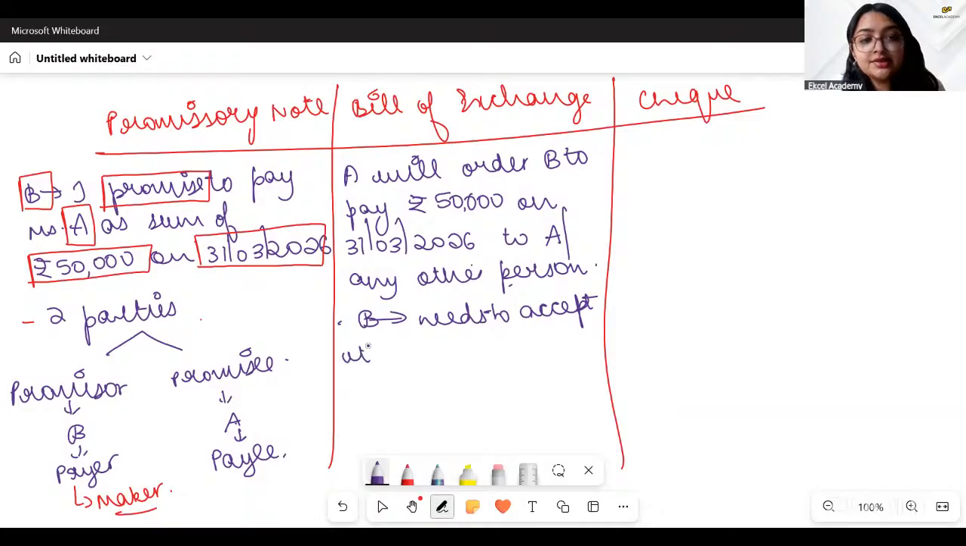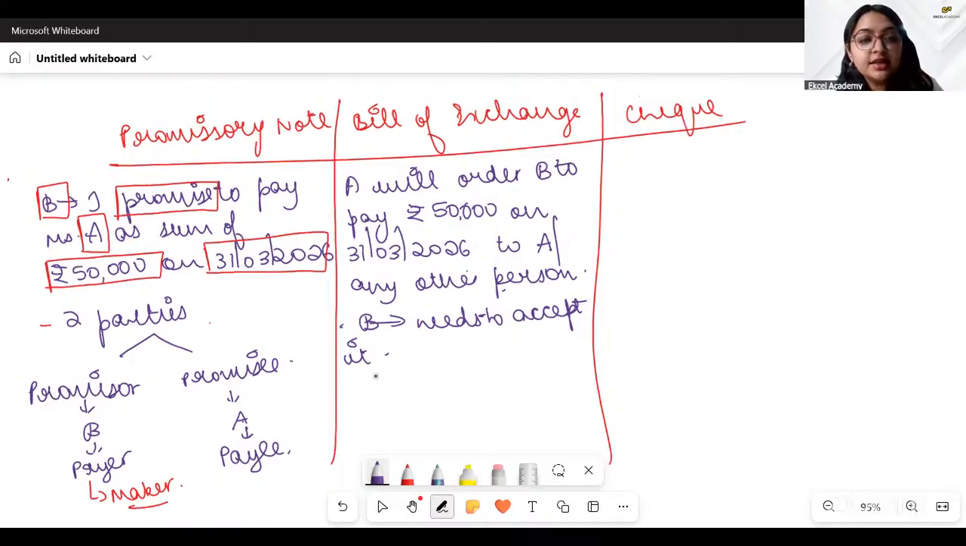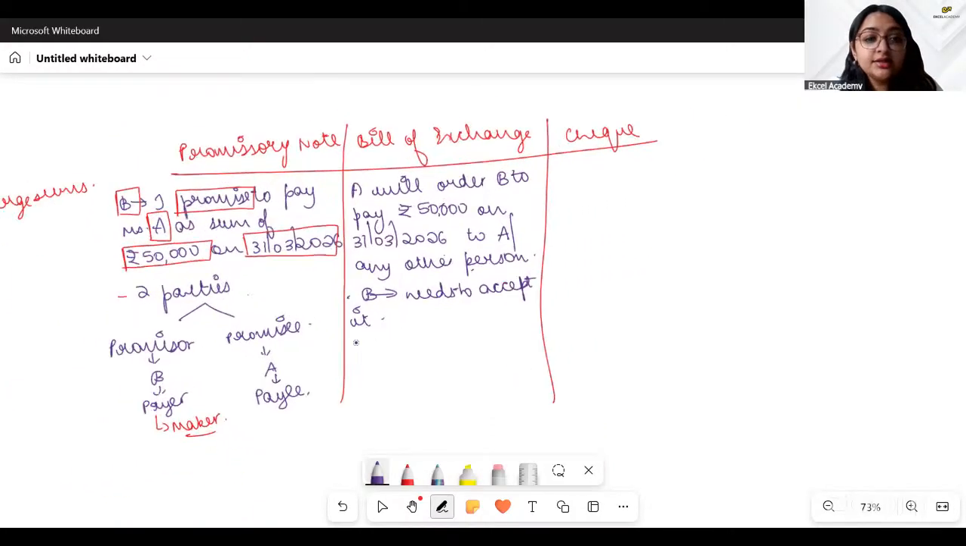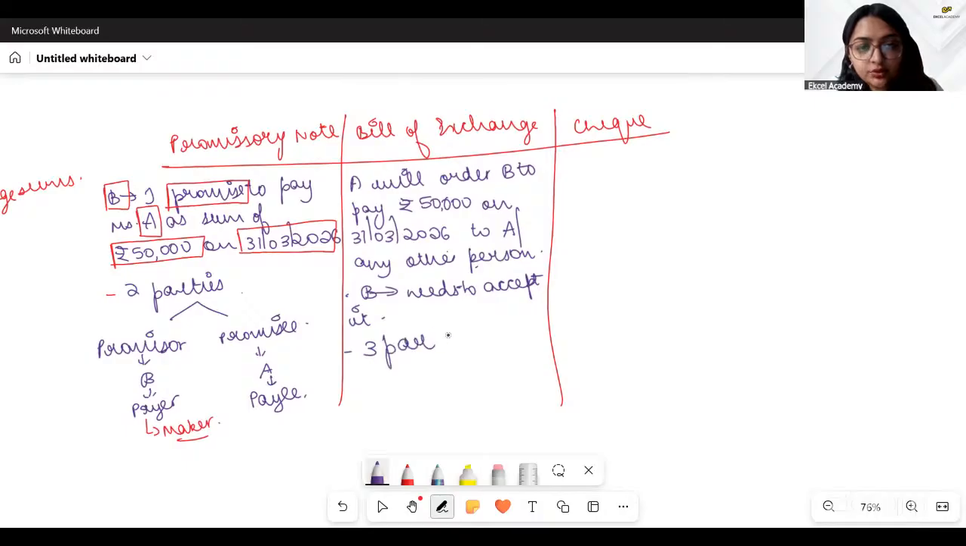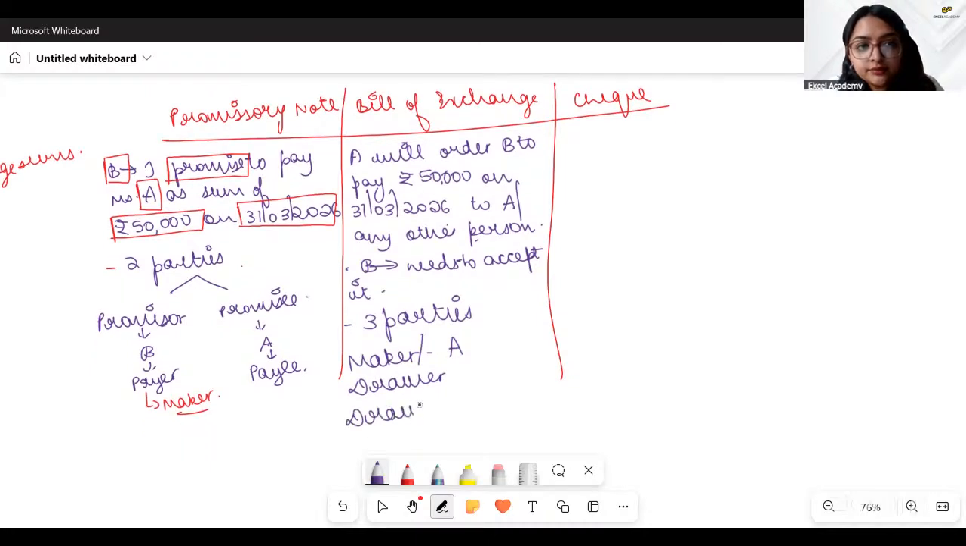Do you think acceptance is required in case of your promissory note? No. Why? Because the payer itself is promising. But in case of your bill of exchange, acceptance is required. Why? Because you are ordering someone to make the payment, and for the bill of exchange to become valid, acceptance is required. So now, let us understand who the parties are. There are three parties in the case of your bill of exchange. You have your maker. Who is your maker here? Your A, the maker or your drawer. Then you have the drawee.